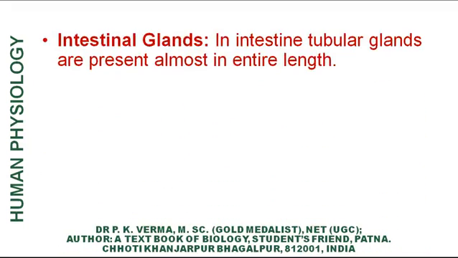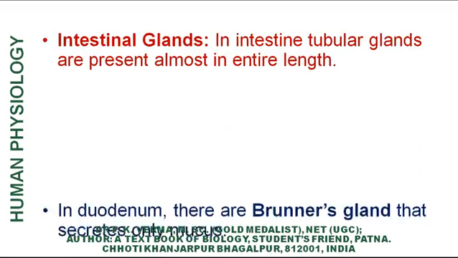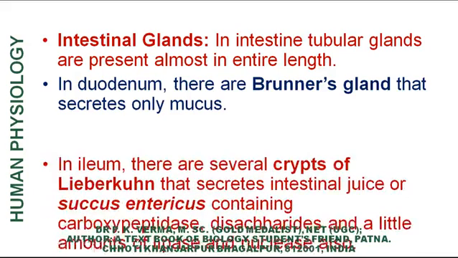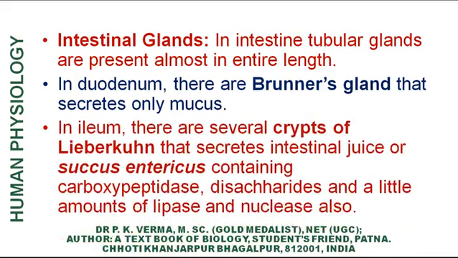Now come to the intestinal gland. In the intestine, tubular glands are present almost in the entire length. In the duodenum, there are Brunner's glands that secrete only mucus. But in the ileum, especially in the middle and lower part, there are several crypts of Lieberkuhn that secrete intestinal juice or the succus entericus. It contains carboxypeptidase, disaccharidases, and a little amount of lipase and nuclease.